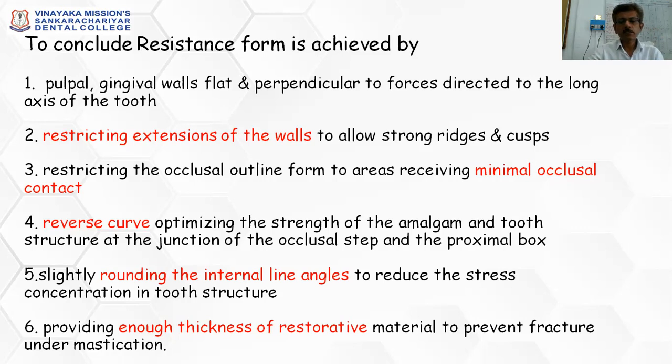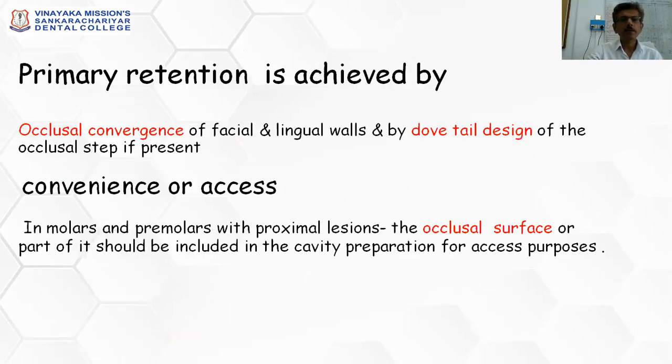Then the 6 is providing enough thickness of restorative material to prevent fracture under mastication. As I said, 1.5 millimeter cavity in proportion, adequate amount of restorative material. Primary retention is achieved by occlusal convergence, facial and lingual walls by dovetail design of the occlusal step if present. Inverted cone burr, as I said before, in that class 1 cavity.